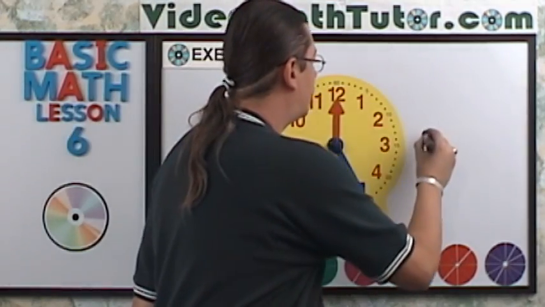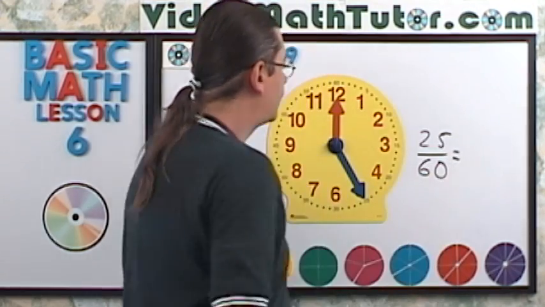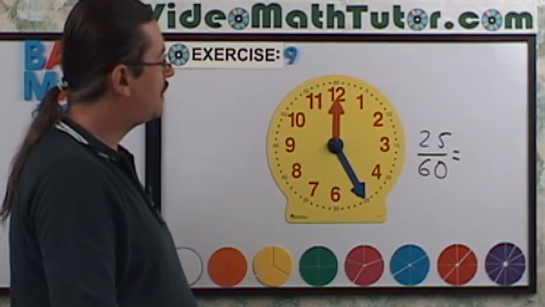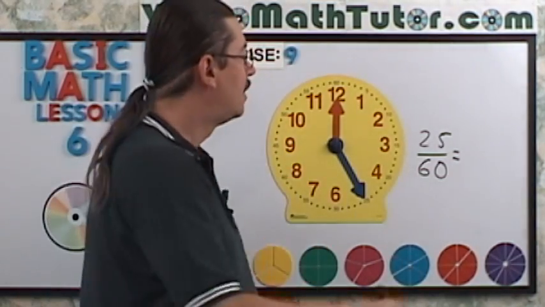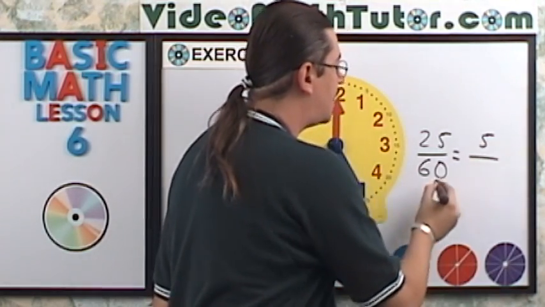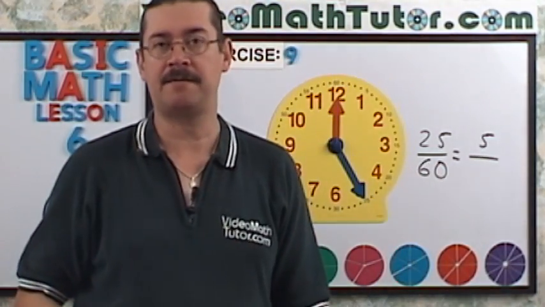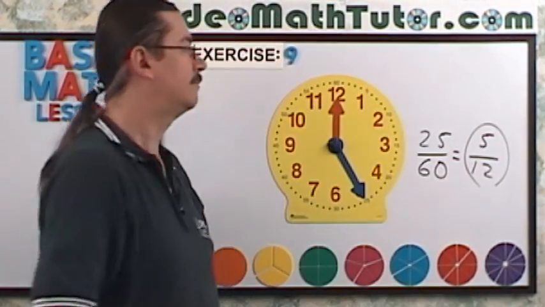Well, it looks like we have 25 minutes out of 60. And I want to reduce that. I don't have a slick way of doing that, so let's just do some old-fashioned mathematics. There's a 5 in each. 25 divided by 5 is 5. 60 divided by 5 is 12. So that's going to be our answer, 5/12.